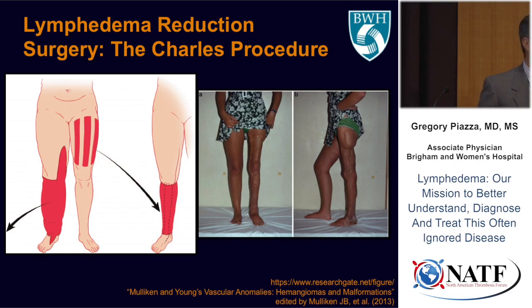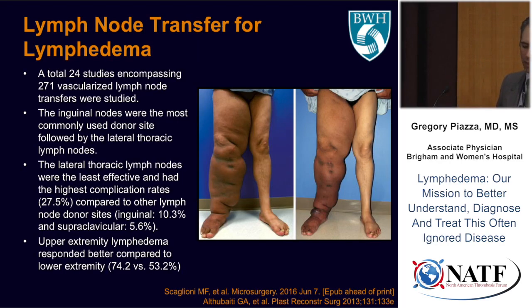There are surgeries for treating this. The oldest surgery is something called the Charles procedure, which is actually stripping off all of this congested tissue right down to almost the muscle. It does help with the patient's symptoms, but it is very disfiguring, and we try to avoid doing the Charles procedure if we can. There are some fascinating advanced techniques for treating lymphedema that I'm going to share with you.